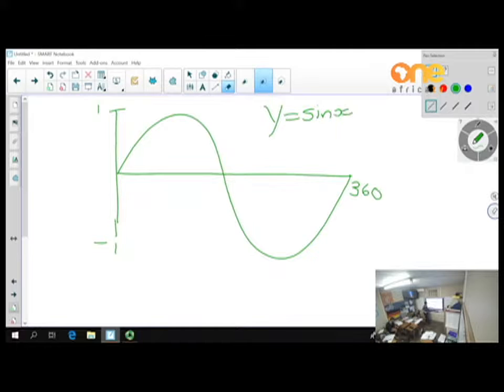Y is equal to sine x. Find the obtuse angle when sine x is sine 50. So again, if you go back to CAST, what would be the obtuse angle? So first find the other angle. How do I get that one?